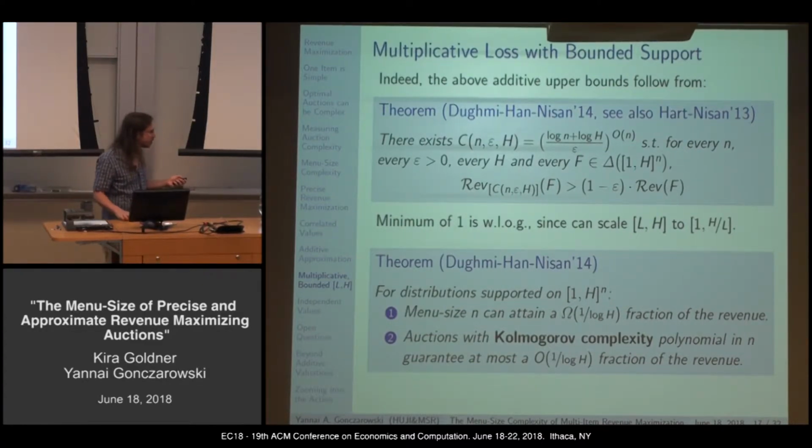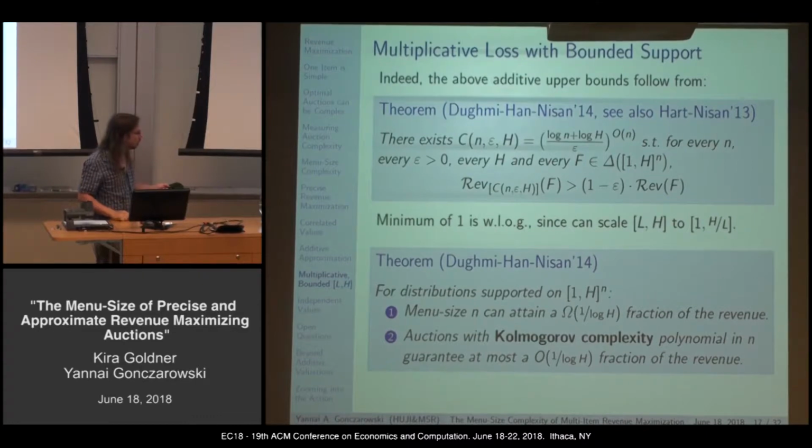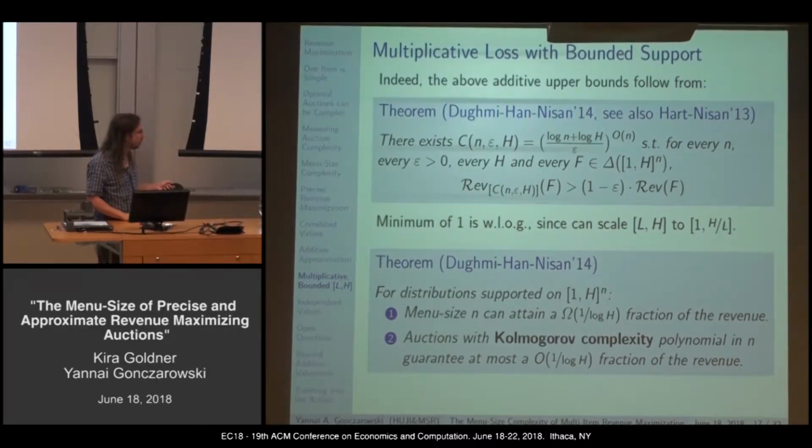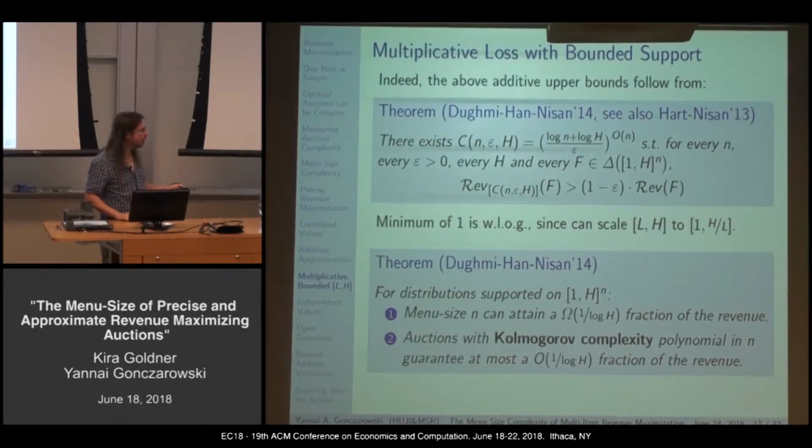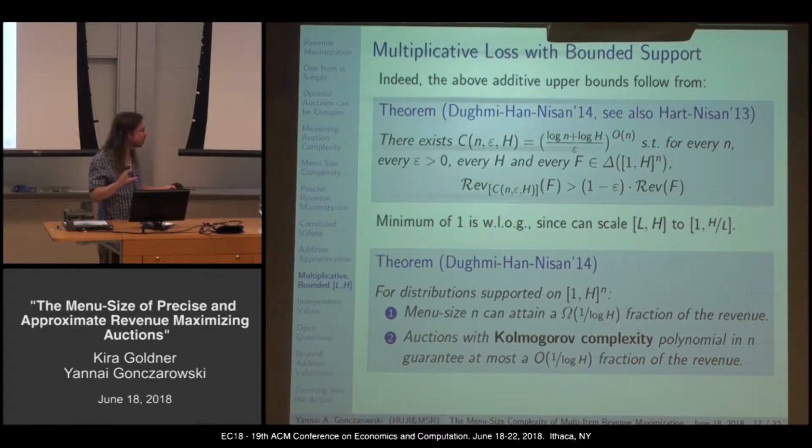I remind you that saying auctions with Kolmogorov complexity polynomial means you choose an auction description language. Menu size, pseudo, whatever. You choose an auction description language, program the auction, describe the auction using a Python function as far as I care. Fix that language. Now look at all of the auctions that are describable in that language in a number, polynomial in n, of characters. This set of auctions cannot guarantee more than order of 1 over log h of the optimal revenue.